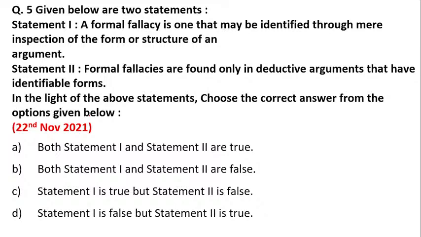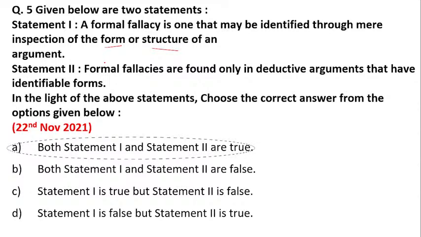Try to answer question number 5. I told you formal fallacy. You can identify formal fallacy if the argument has a problem in the form or structure. Okay, if the error is in the form or the structure of the argument, then the fallacy is formal fallacy. So statement 1 is true. The second statement is saying formal fallacies are found only in deductive arguments that have identifiable forms.